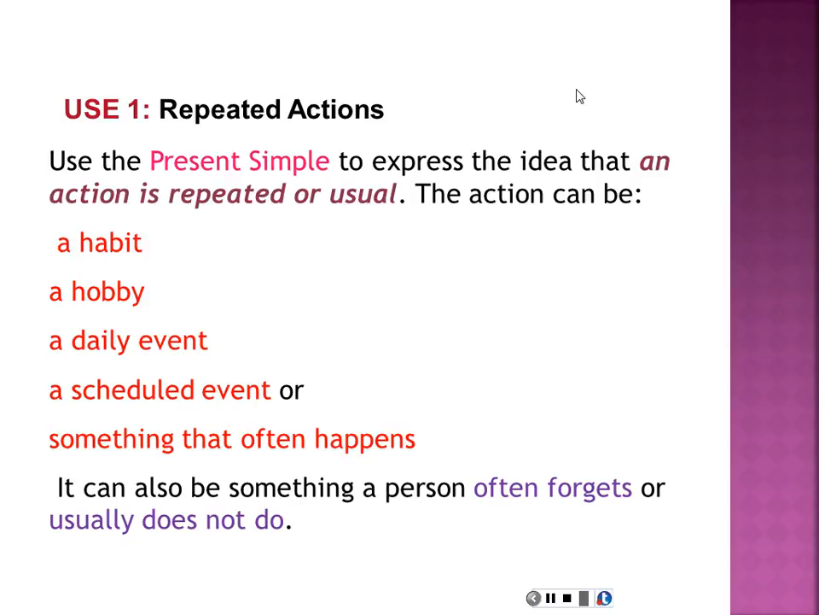The last one, something that often happens. Something that often happens. شيء يحدث بشكل متكرر أو ممكن نقول بشكل غالب. So maybe we will see the example on the next page about this one and about all the things that we talked about. So it can also be something a person often forgets.